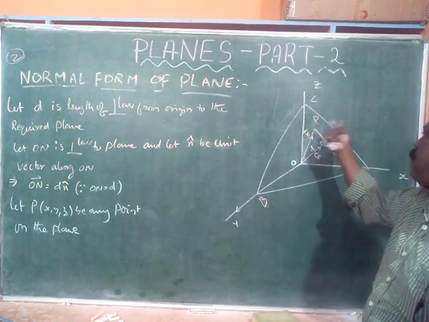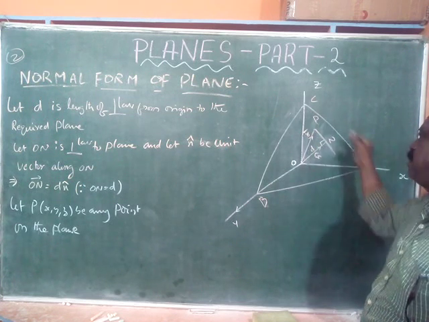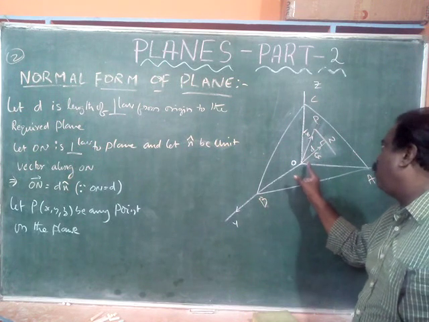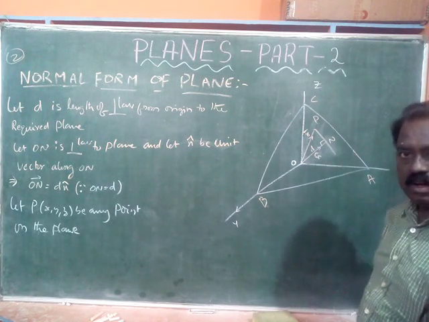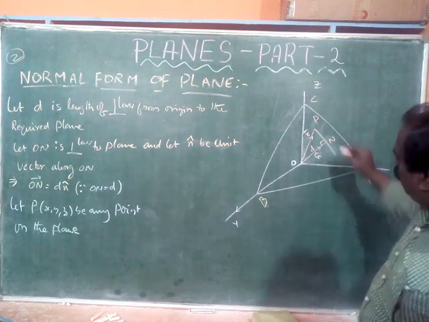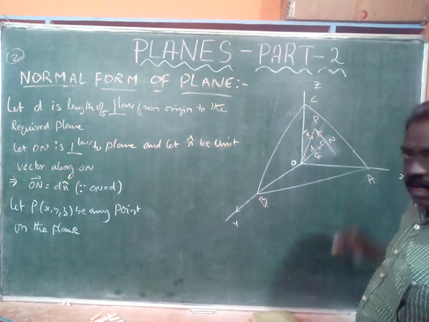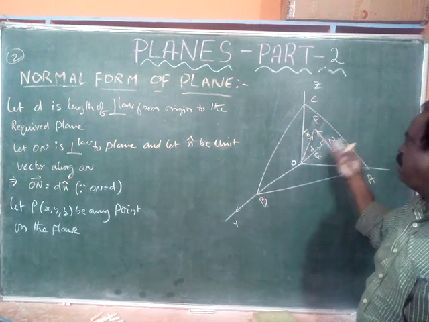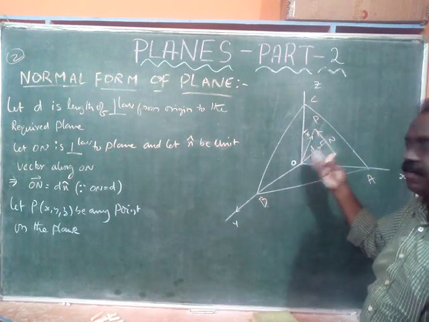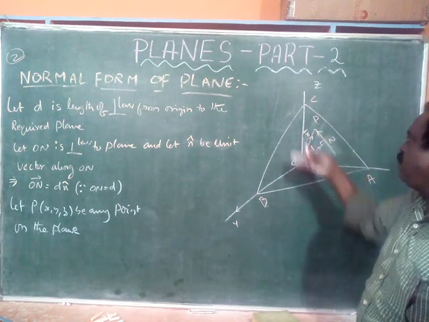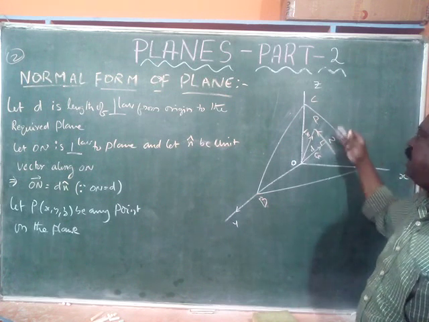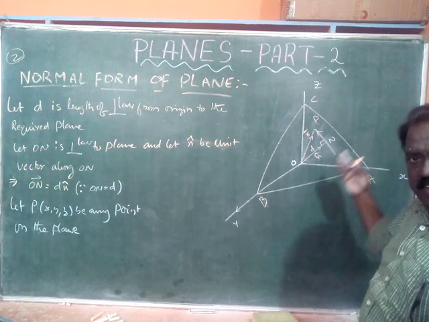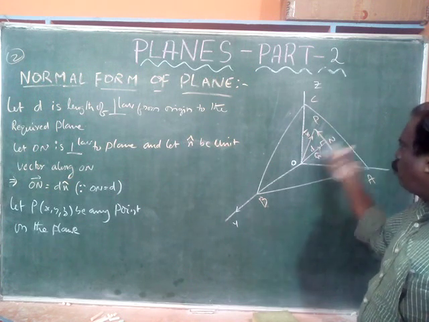We are taking a point P. P is any point on the surface of the required plane ABC, such that OP bar is R bar. Now NP bar, I want to join N and P. N is the foot of the normal from the origin to the plane, and P is any point. N and P are lying on the plane itself. So NP is a vector that is perpendicular to ON.